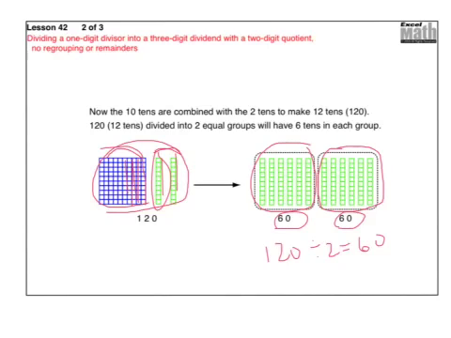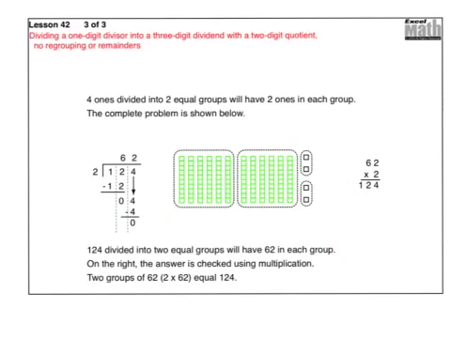Two 60s makes 120. Keep paying attention. And then we have to split up the 4.